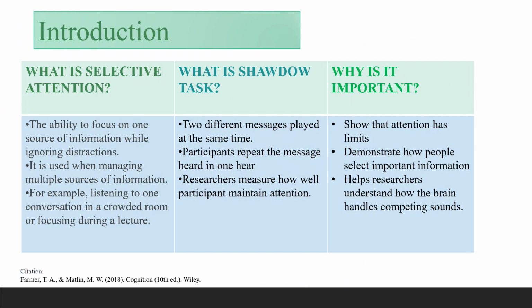Now, I would like to introduce our topic, which is selective attention. Selective attention is our ability to focus on one thing while ignoring distractions around us. We use it every day, like listening to a friend in a noisy room or paying attention during class. Researchers study this using the shadow task, where people hear 2 different messages and repeat the one they are told to focus on. This helps us understand how the brain decides what information is most important.